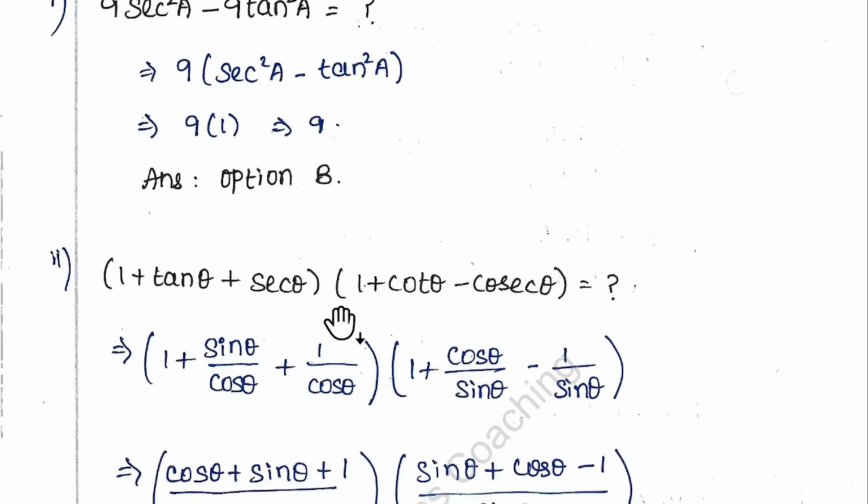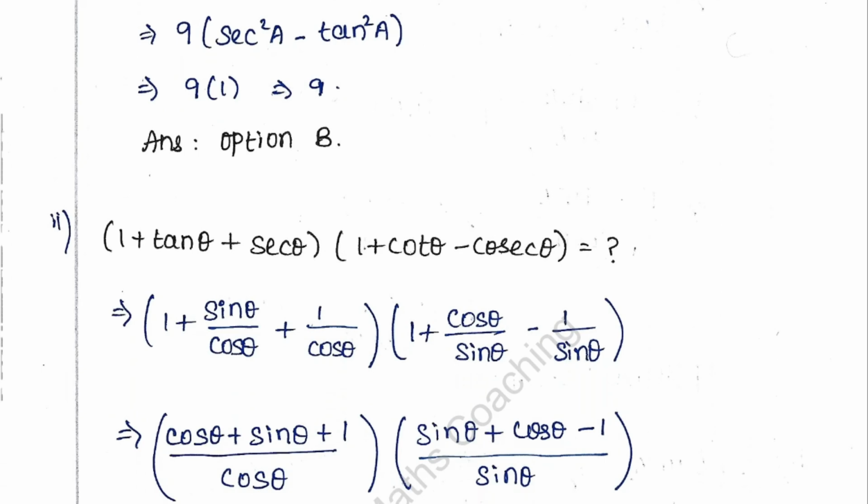So second question. This type of question, remember, I'll give you the rules for this type of question. First step is, like if they have given 1 plus tan plus secant, 1 plus cot minus cosecant, right?